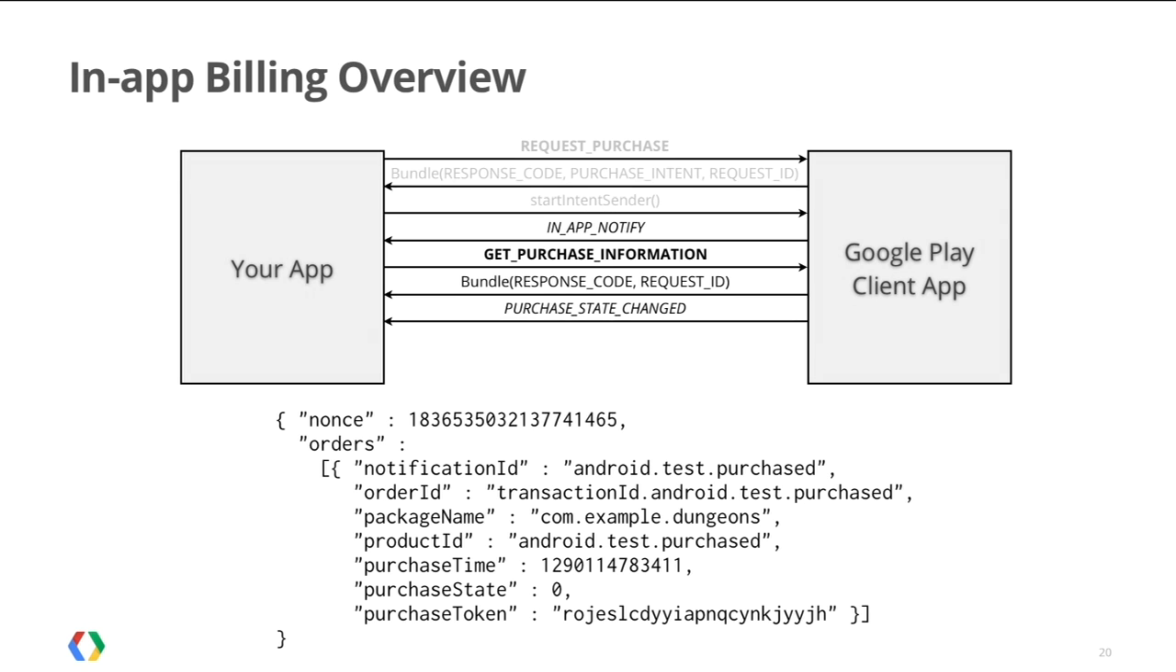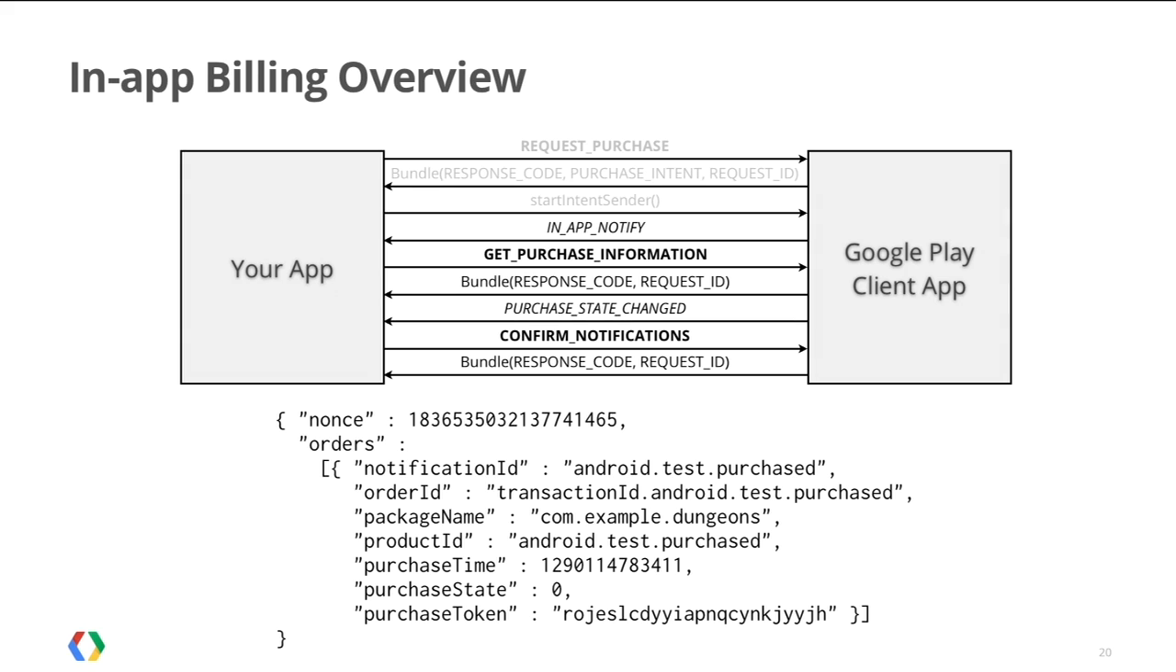And you get another broadcast intent, which is called purchase state change, and with it you get a JSON string, which contains things like the order ID, the product ID, purchase time, and we'll talk about purchase token later on when we're in subscription, but basically you get the information back from the Google Play Store about that transaction.